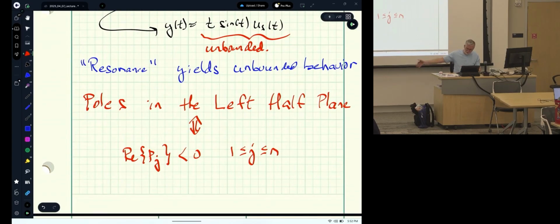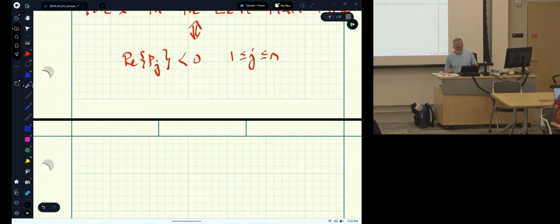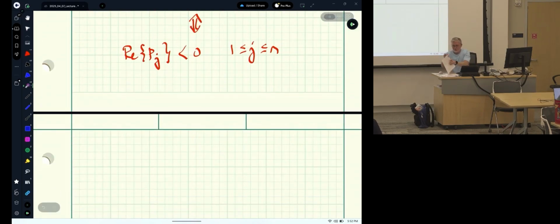If they're in the right half plane, they clearly blow up exponentially, but even if they're on the imaginary axis, I can choose a different input. In this case, the input was sine of t, and make the output have a t in front. Okay, so that's how stability works.